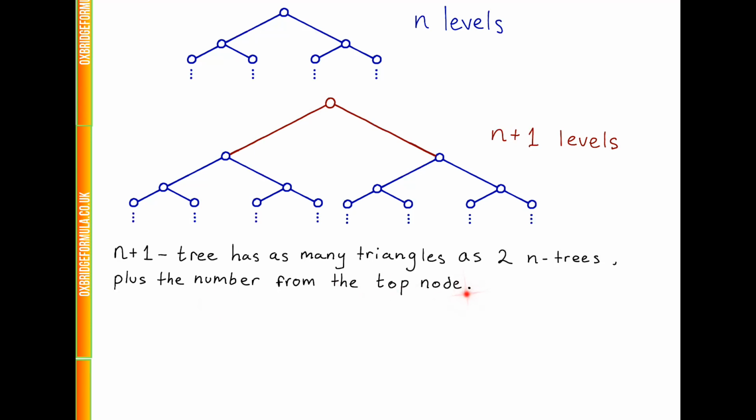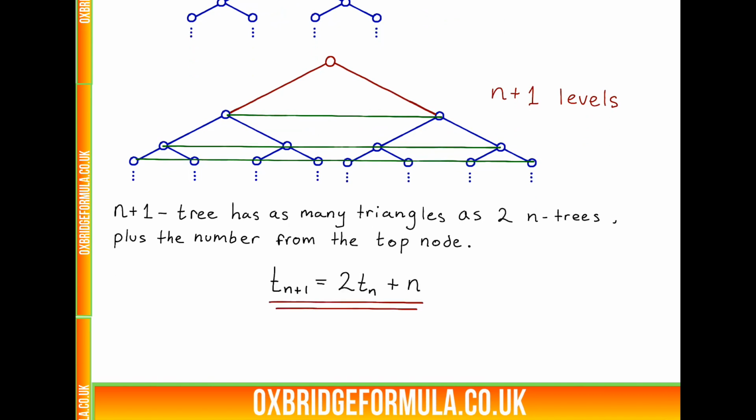How many will we get from our top node? Remember, in the very first part, we looked at one single node and counted how many triangles it formed. In fact, we have one for each level going down, so an extra n. And hence, once again, we get our recursive expression: Tn plus 1, the triangles in an n plus 1 leveled tree, is twice the number from an n leveled plus n. The reason this might be useful for the first part is that we can find this relationship without knowing what Tn is.